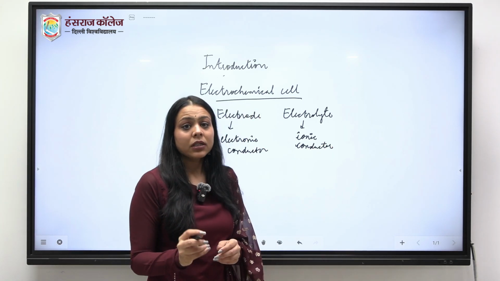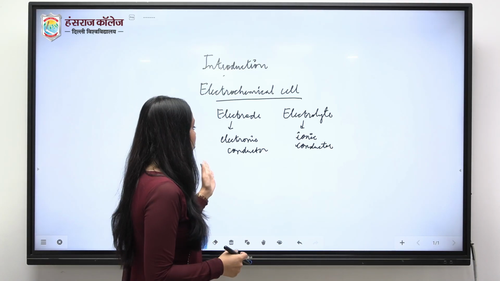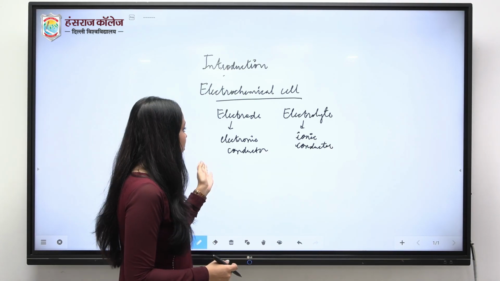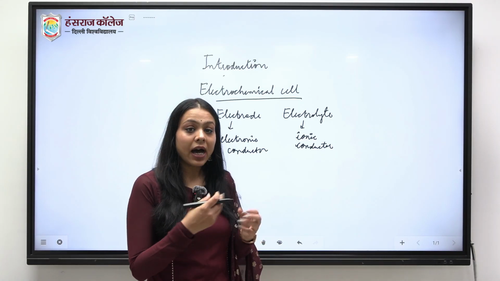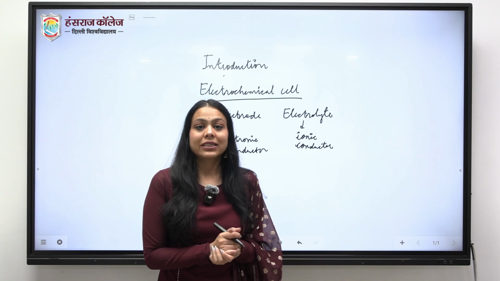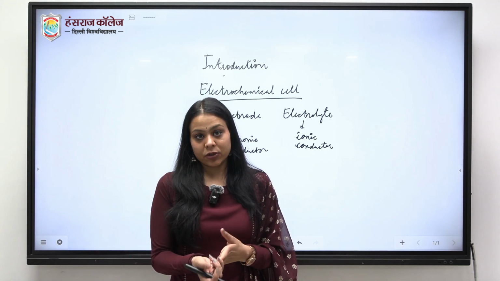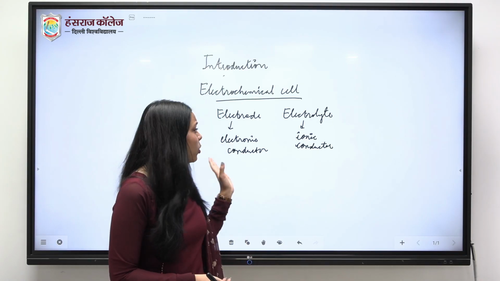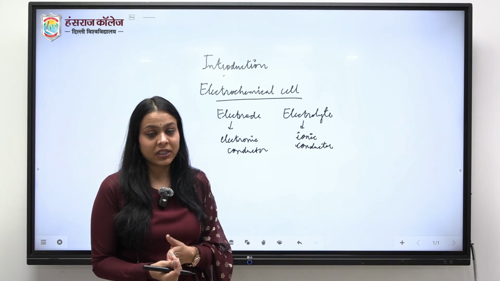This means the flow of electrons, or the flow of current, will take place through our electrode, that is the electronic conductor, and the flow of current occurring due to the ions in the solution is through our ionic conductor, the electrolyte. So basically the electrolyte provides more conductivity to our electrochemical system. Both the electrode and electrolyte have their own importance in an electrochemical cell.